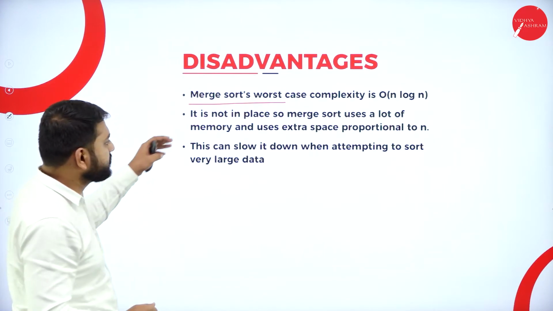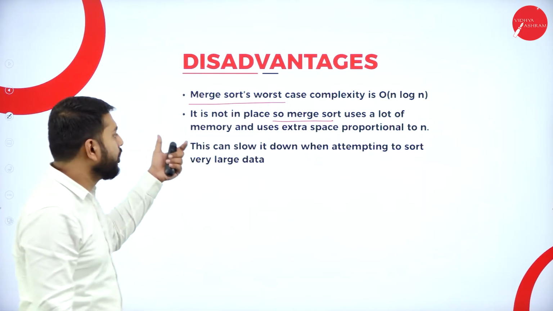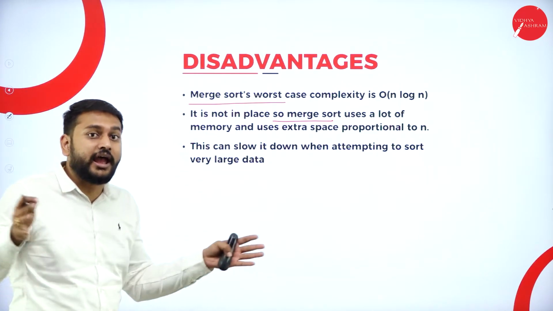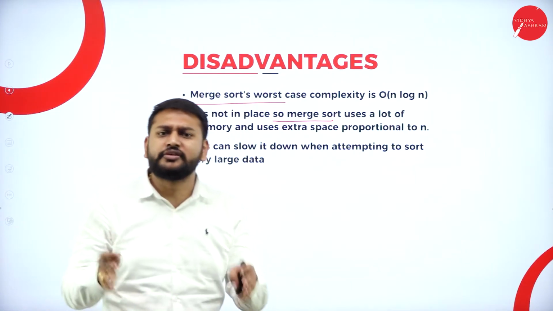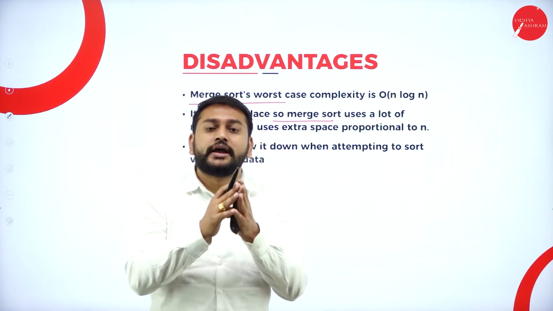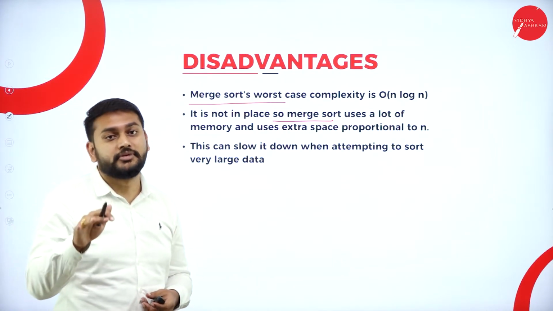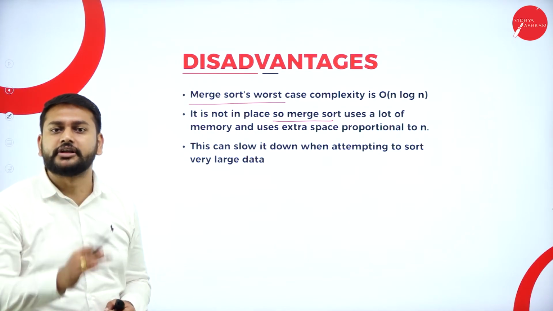All right, so it is not in place. Merge sort uses a lot of memory and uses extra space. So first I have to take the array, then I have to create the sub array, then I have to create the sub array of that. So n divided by 2, n divided by 4. So guys, just imagine what is the amount of memory that we are using in the merge sort. So huge amount of memory. That's one of the disadvantages that we have when it comes to merge sort.